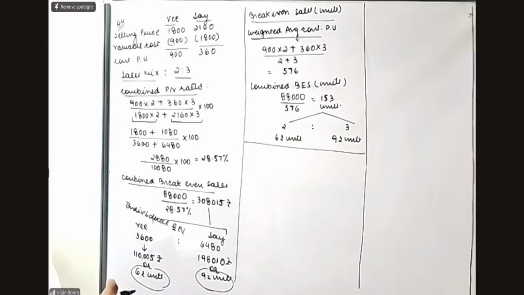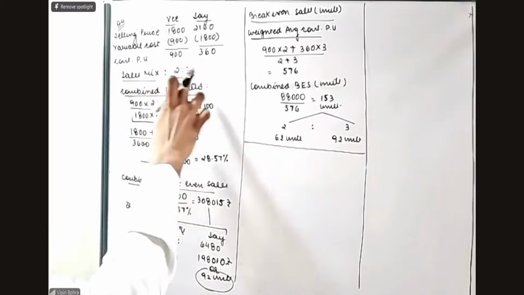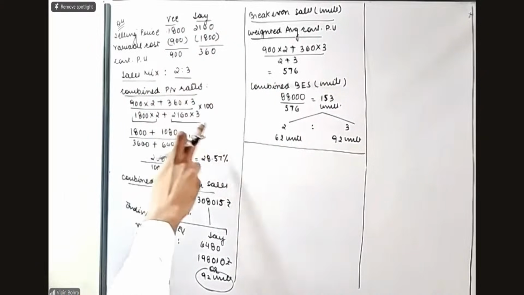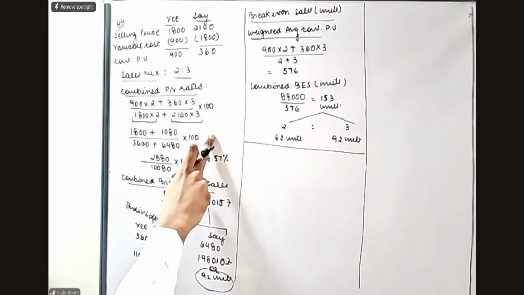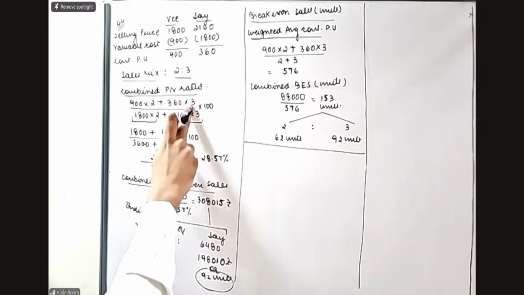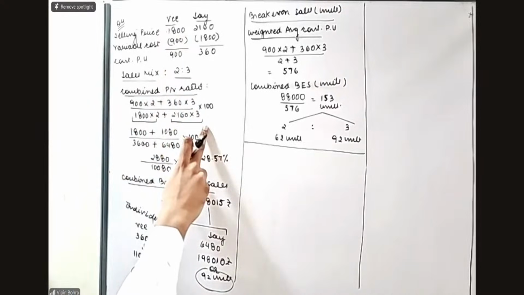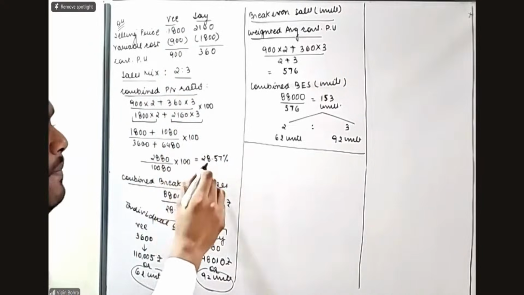So this is the concept of a sales mix based question, wherein you have to simply calculate first of all the contribution per unit. Thereafter, you have to check the sales mix, and then accordingly you can calculate the combined PV ratio. That is multiplying it by weight. The contribution is to be multiplied with weight, divided by the selling price also multiplied by weight. So we will get the combined PV ratio.